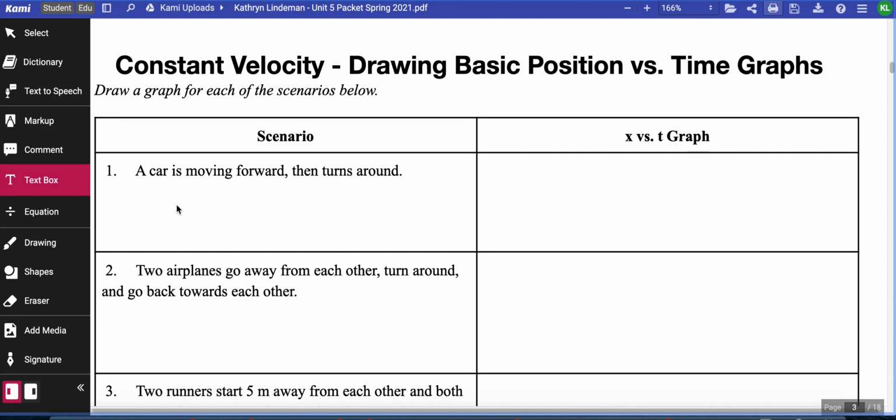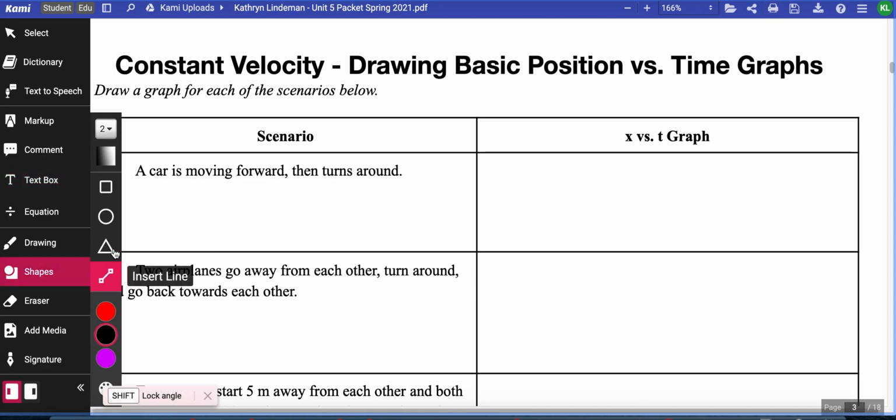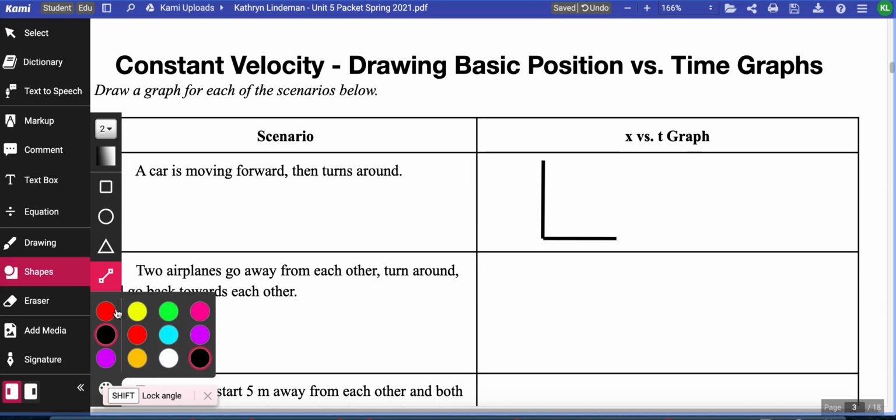First one. A car is moving forward and then turns around. So what we need to do is draw a little graph. I'm just going to draw one line down and one line over, and then I'm going to use a different color for the actual line on the graph.